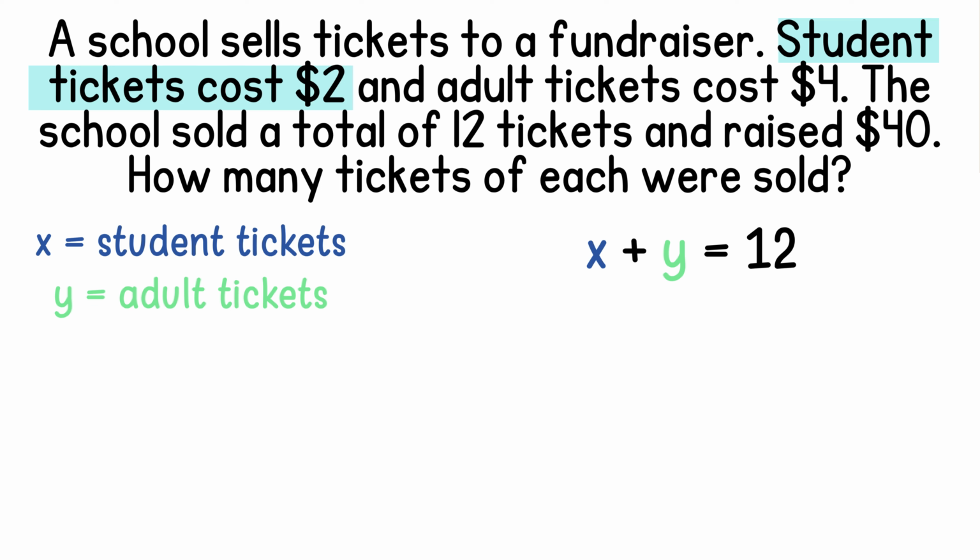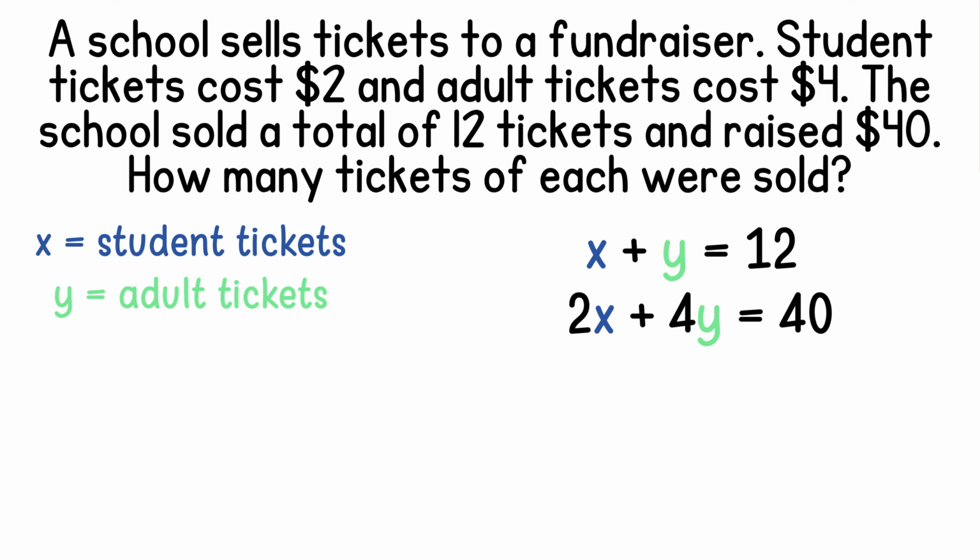The next equation will tell us how much money they earned, so we know that student tickets cost $2. So we can represent this as 2x. Adult tickets cost $4, so we can write this as 4y. And altogether they raised $40. So we'll set our equation equal to 40. And now we have a system of equations to represent the situation.